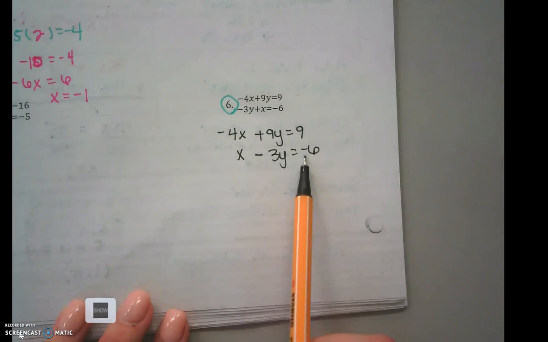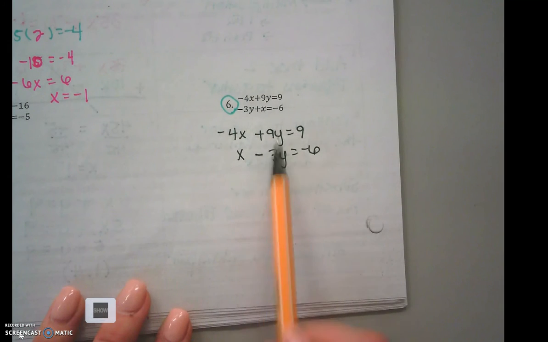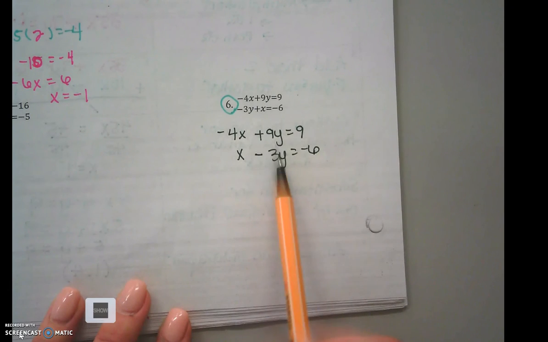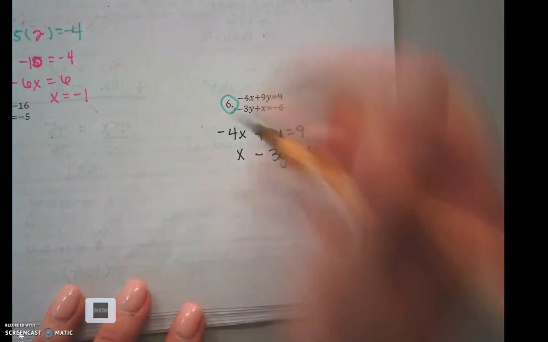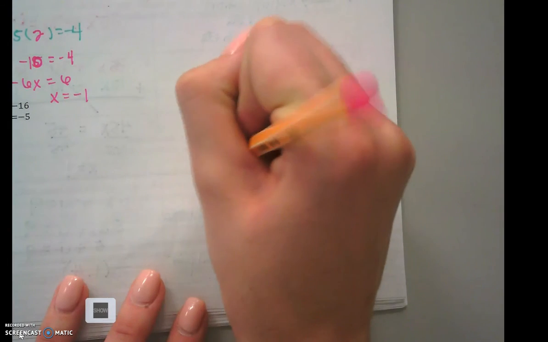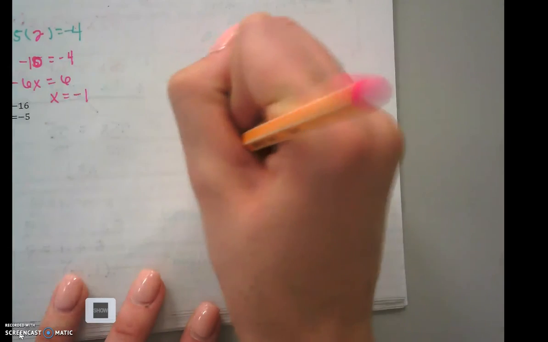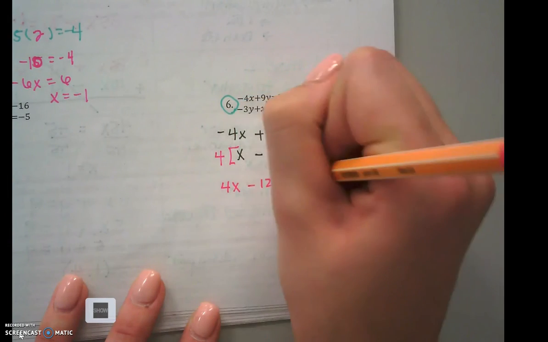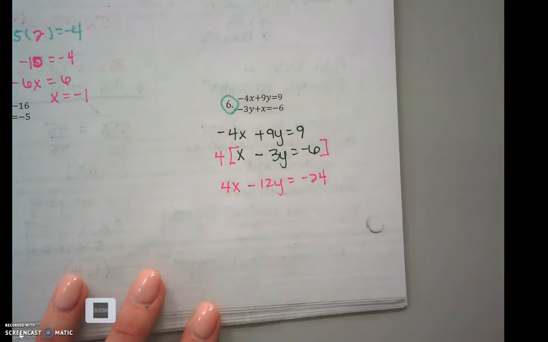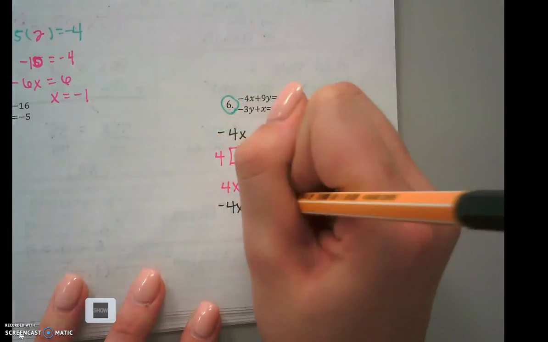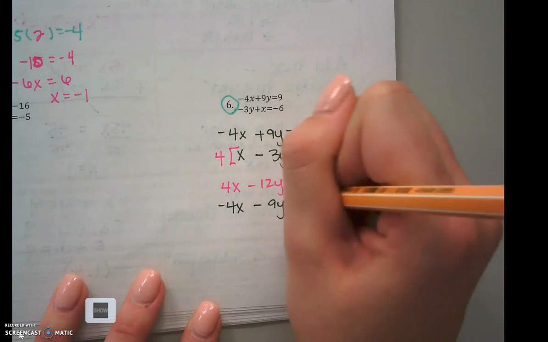X's, y's, numbers. I have two options here. I could get my x's to cancel, or I could get my y's to cancel. I'm going to get my x's to cancel. If I want my x's to cancel, I'm going to multiply this bottom equation by 4. And I'm going to get 4x minus 12y equal to a negative 24. And just for the ease of things, I'm going to rewrite that top equation so everything's aligned again.